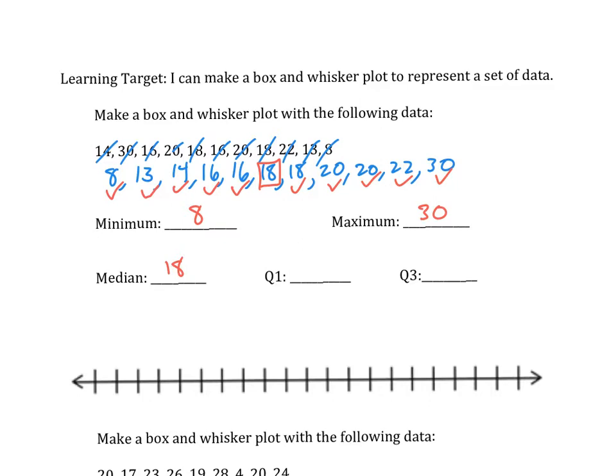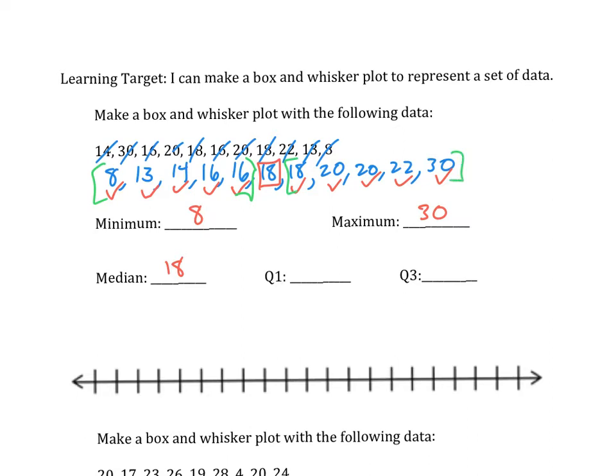Then we want to find quartile 1, so the first quartile, and the third quartile. That's the median of like the first half of data. Quartile 1, Q1, is going to be the median of this first half of data. And quartile 3 is going to be the median of the second half of data. We don't include the actual median.